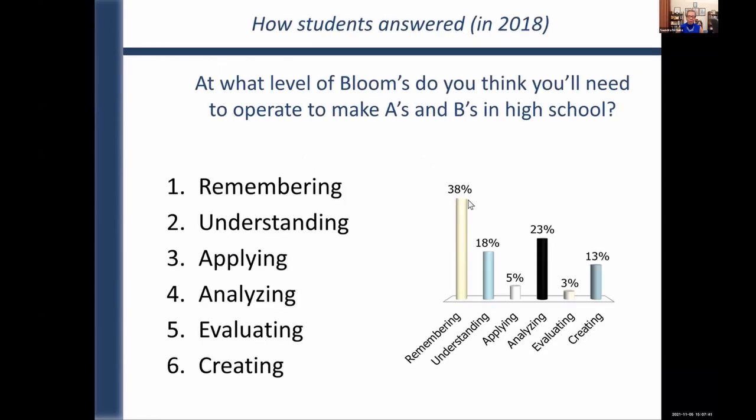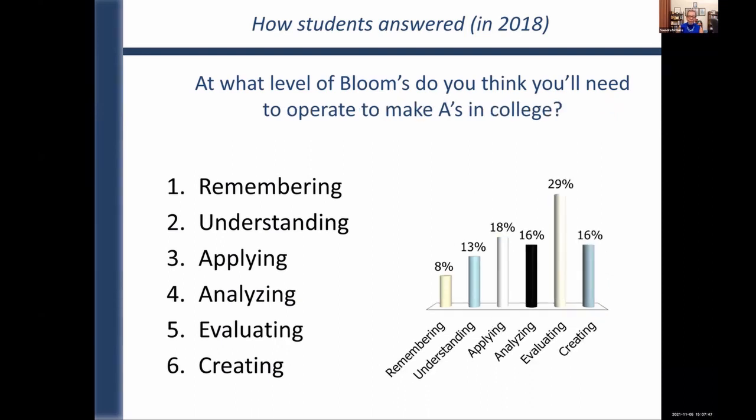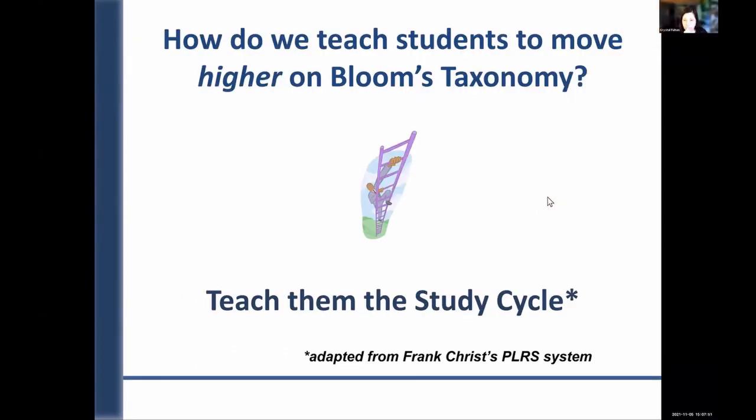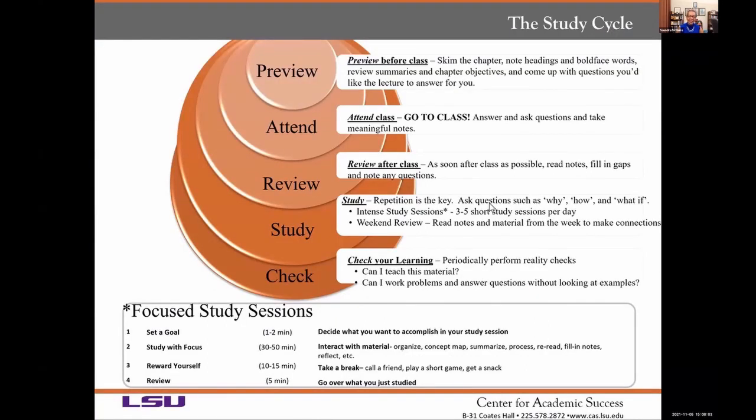And so let me X this out. And I'll show you the results of when I did this and I was using clickers, I could capture the data. This group said remembering in high school and college, the big bump was at five. And so usually students will go to five and six from ones and twos. And so that's the third piece of the puzzle. And so we tell them that the way to get yourself higher is this study cycle.